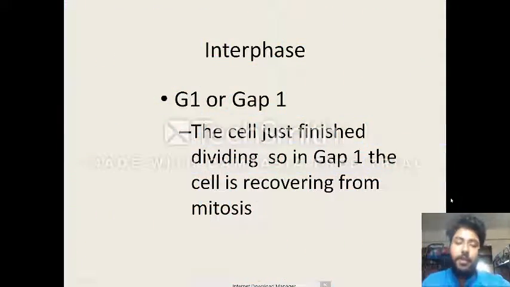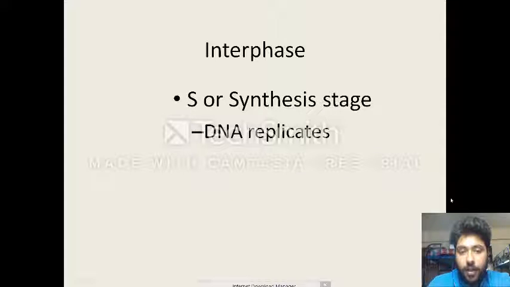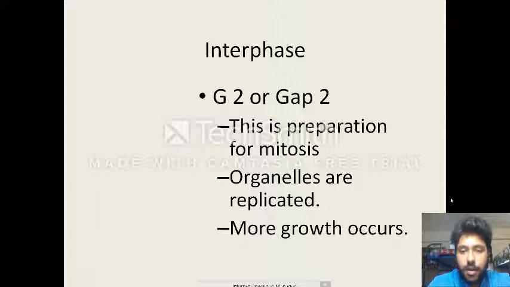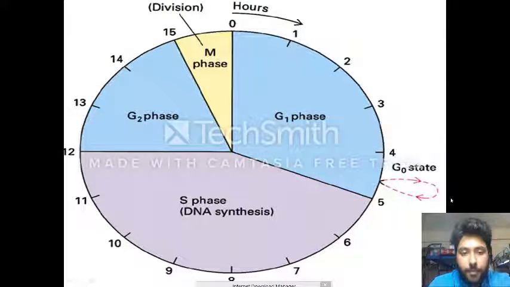So the interphase is also called the G1 phase. The cell just finished dividing, so in gap one, the cell is recovering from mitosis. We all know. So for interphase, the S or synthetic phase also comes. DNA replication occurs. Then again comes the G2 phase, where there is preparation for mitosis, organelles are replicated and more growth occurs. This is the various anatomy of the cell.